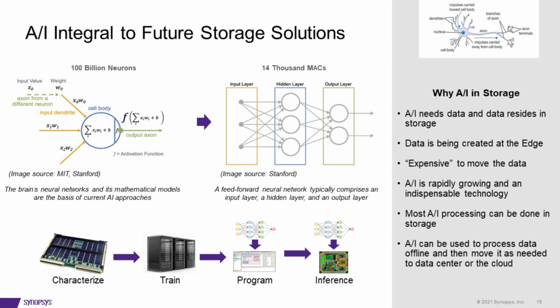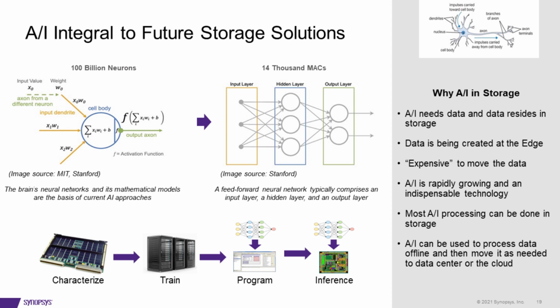But in storage, why would you apply any of those AI algorithms? For one, a lot of the data is being created at the edge, so being able to apply some of those AI techniques at the edge is becoming increasingly important. It's expensive to move data, so the large point of computational storage is that you want to reduce the amount of data movement. If you can do things more locally, you reduce the amount of data that needs to be moved around.